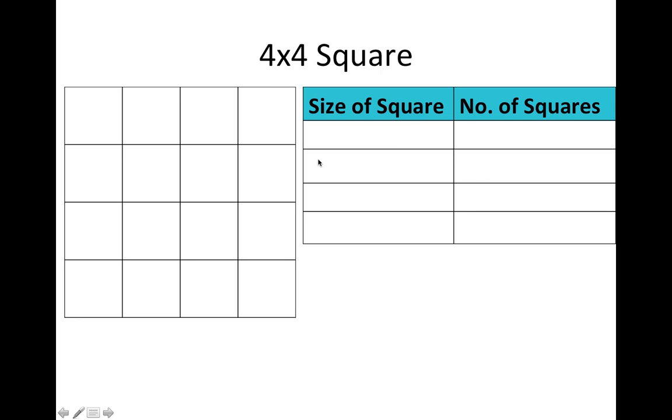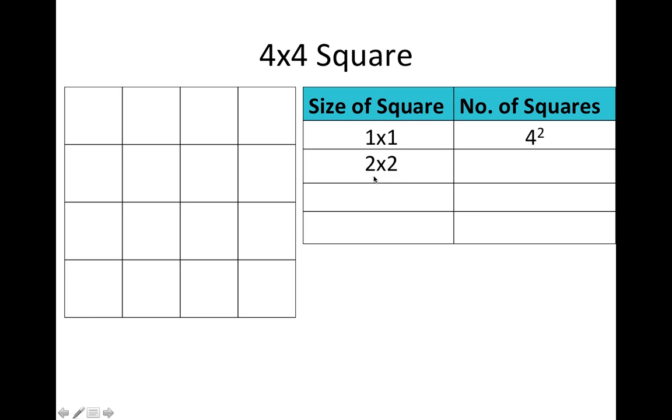Now let's see the 4 by 4 square. First let's see 1 by 1 squares. In this row we have 1, 2, 3 and 4 squares, and in this column we also have 1, 2, 3 and 4 squares. So that is 4 into 4 squares, which is 4 squared.